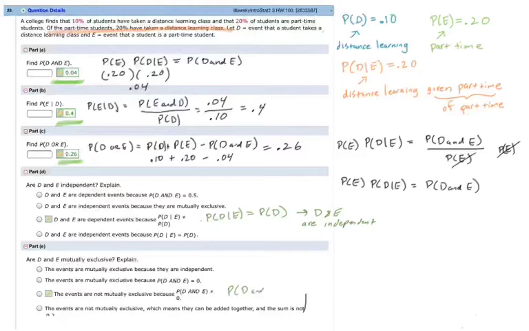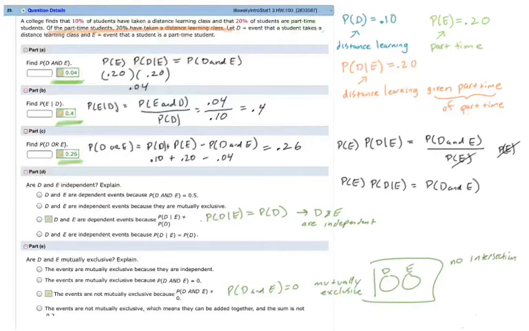And then here again, another definition thing, probability of D and E is equal to 0 if things are mutually exclusive. And again, we could just look at that Venn diagram where we see there's no overlap or no intersection between these guys. So the probability is just going to be 0.